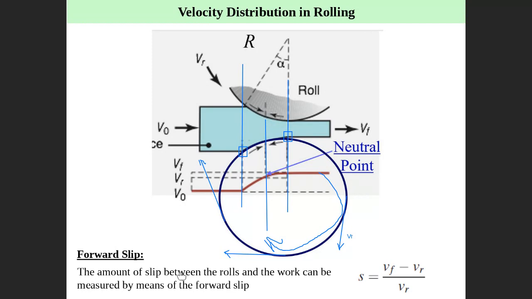This is the amount of slip between the roller and the workpiece. We call S equal to (Vf minus Vr) divided by Vr. This is the slip value between them. We call it the forward slip.